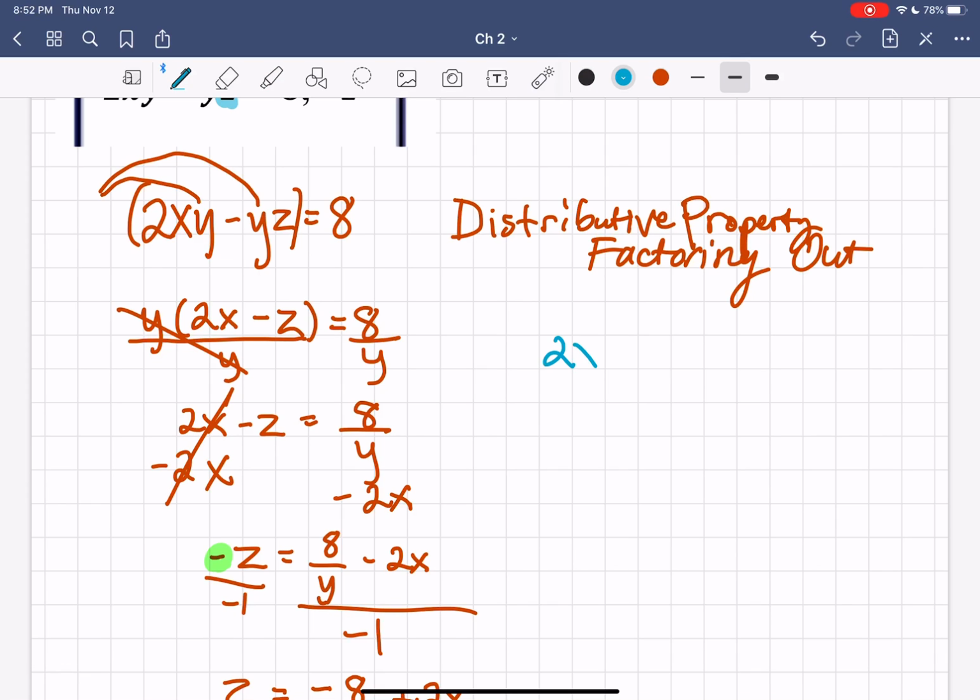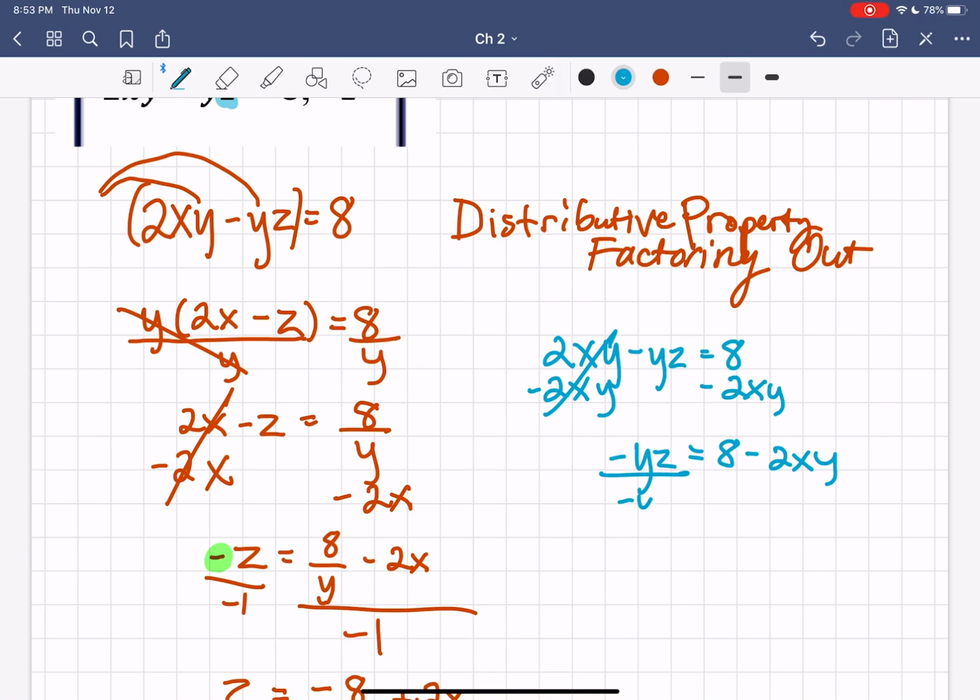What they did, I'll do it in a different color, is definitely easier. They just subtracted 2xy from both sides. Then they had negative yz equals 8 minus 2xy. Then they divided by negative y, divided by negative y, and they get z equals 8 minus 2xy over negative y.